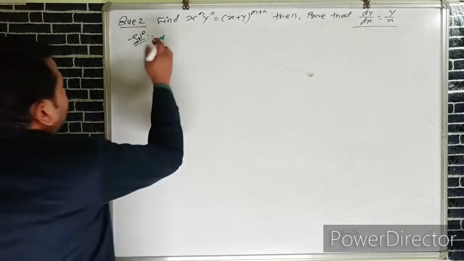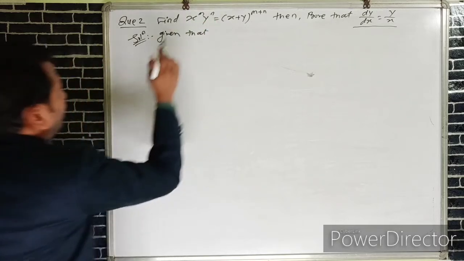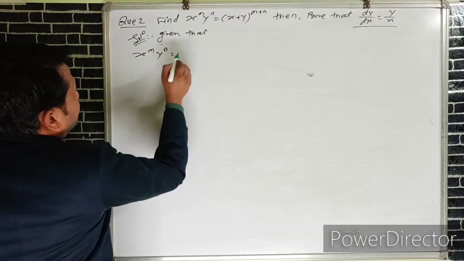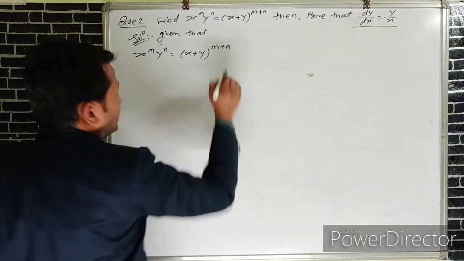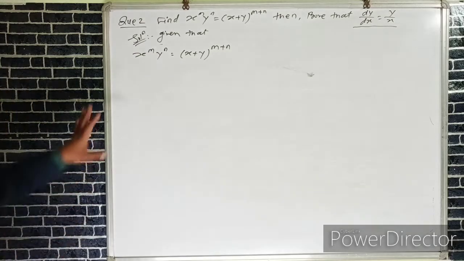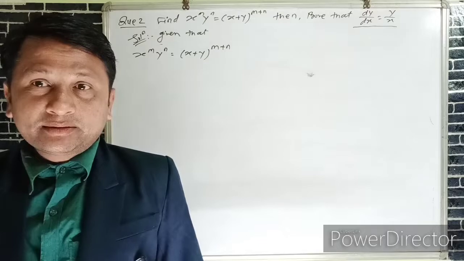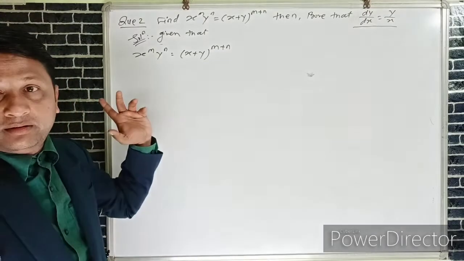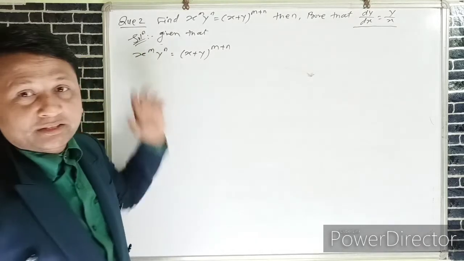First we write the given function: x raised to the power m into y raised to the power n is equal to (x plus y) whole raised to the power m plus n. Here we have to prove that dy by dx is equal to y by x. The given function is in complicated form. Also, this function is an implicit function.